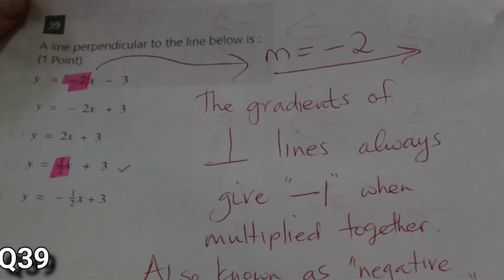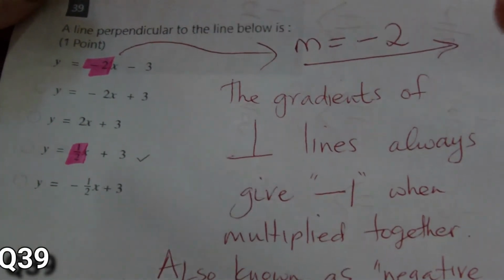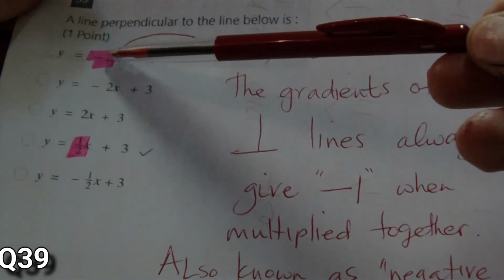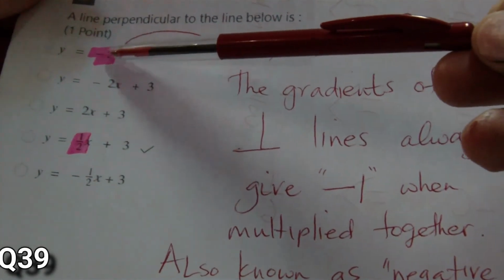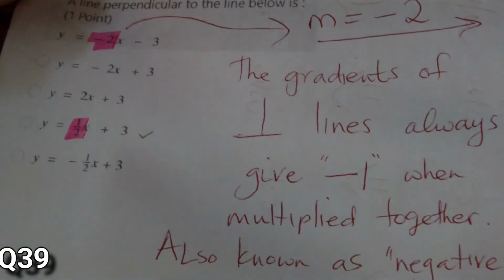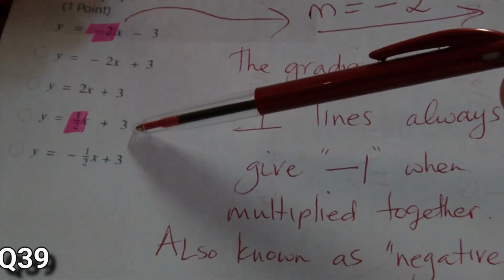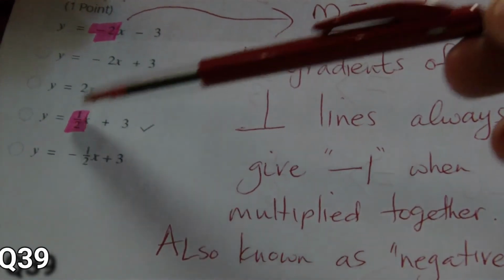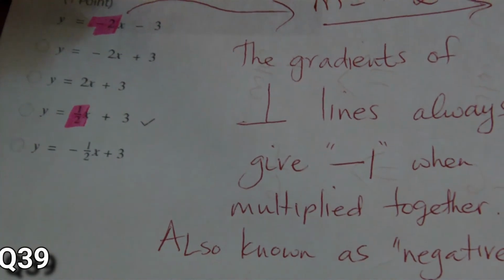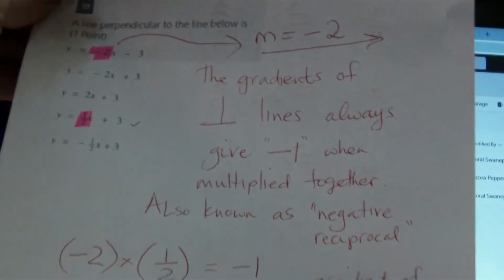Okay, so having said that, let's look at this question. A line perpendicular to this line here. Well, what's the gradient of this line here? Negative 2. So what's the negative reciprocal? 2 over 1 will become 1 over 2 and it'll become positive. So there it is. It's this fourth one. Oh no, sorry, third one. Check the gradients. It's flipped upside down and it's got a different sign. There's your answer.